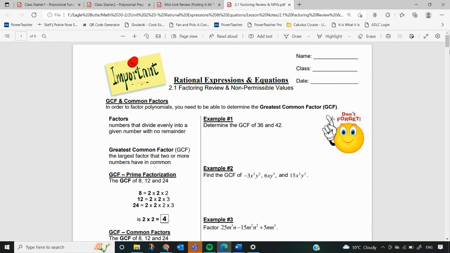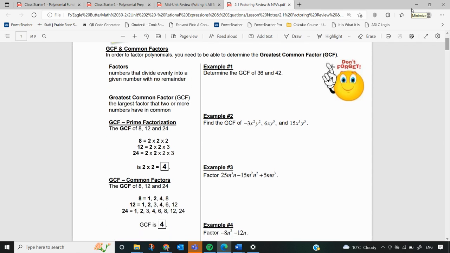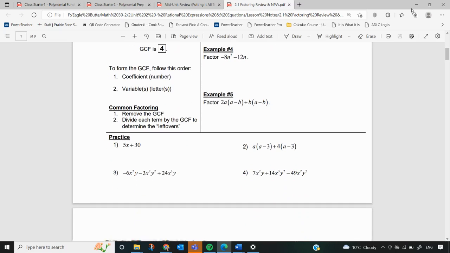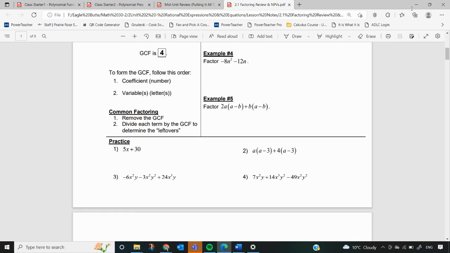So we've just started a new unit on rational expressions and equations. Yesterday we spent most of the day looking at factoring and how to factor. And then today we're going to take a look at non-permissible values. And so the first thing we did is we took a look at how to factor with a GCF. So I'm going to take a look at an example that we had yesterday.